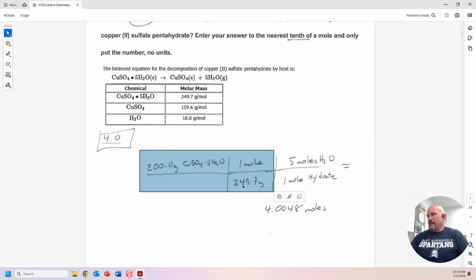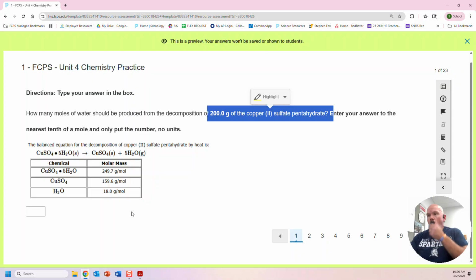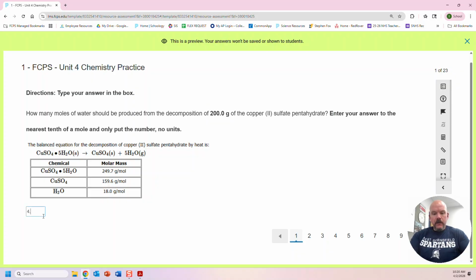So 200 grams divided by the molar mass gives us moles of the hydrate. And then the mole ratio is 5 moles of water, right? 5 moles of water for every 1 mole of the hydrate. So 5 moles to 1. And we get 4.0048 moles. But the instructions told us to round to the nearest tenth, so 4.0. Okay. Back to the question. So 4.0.